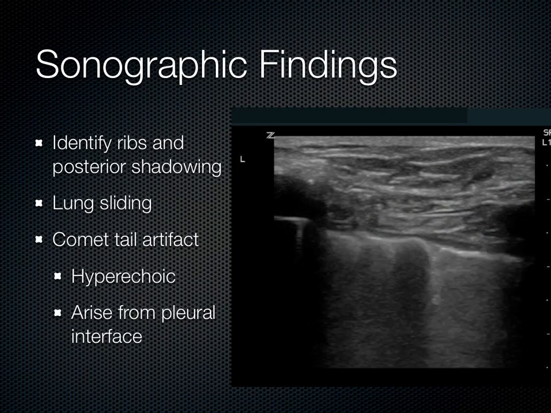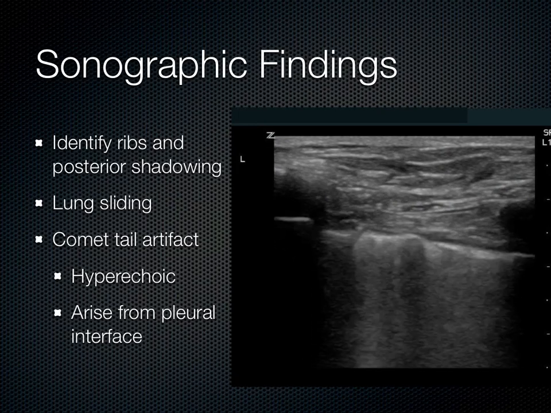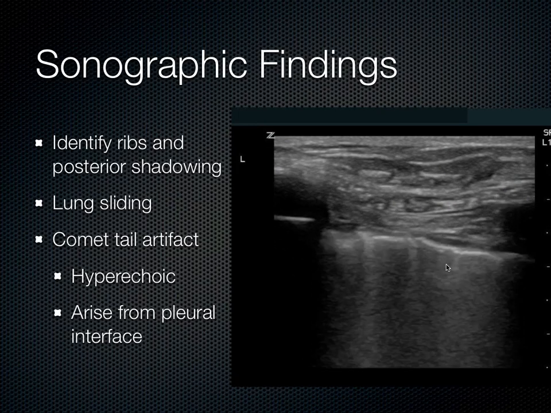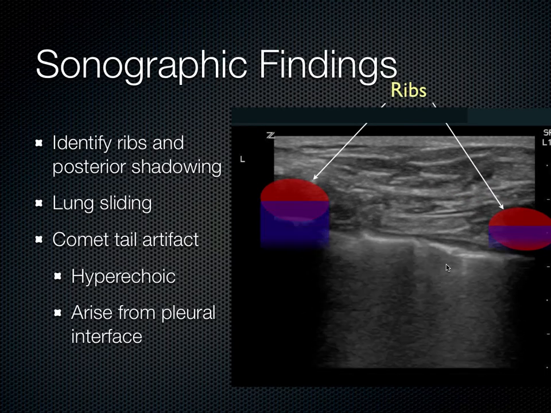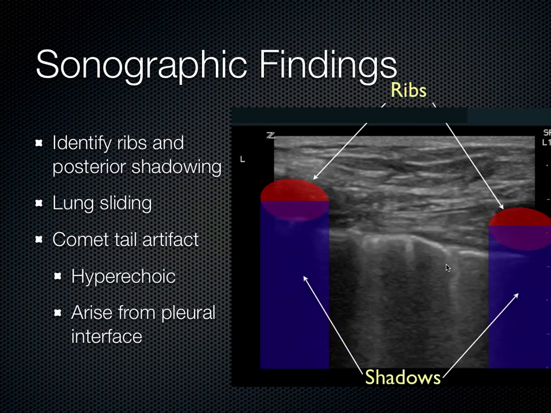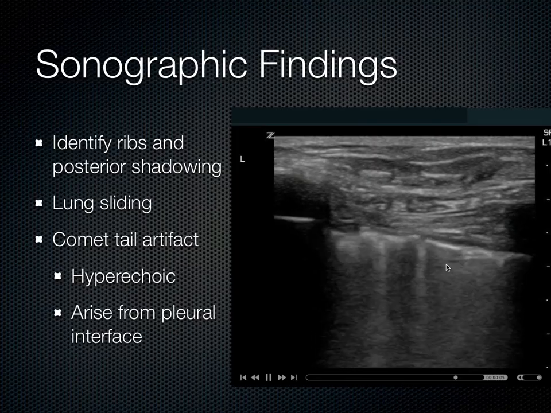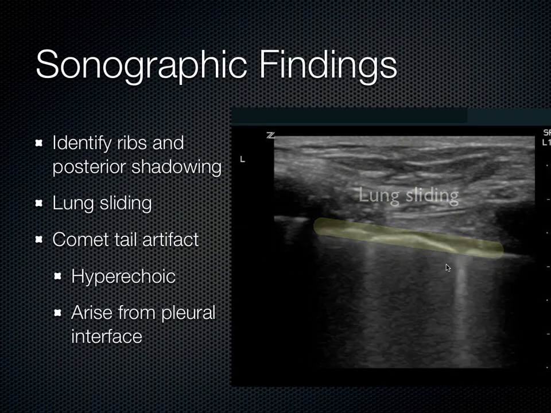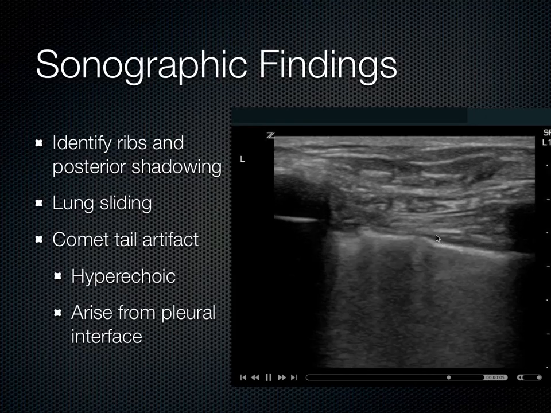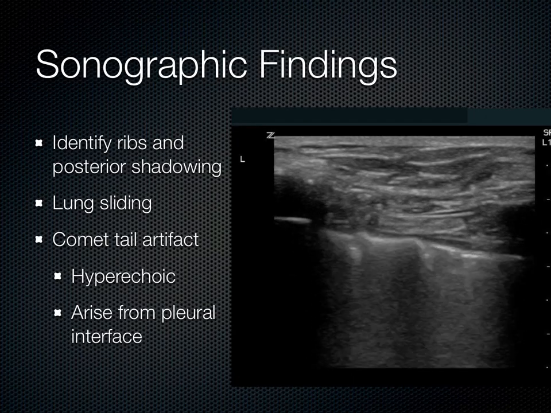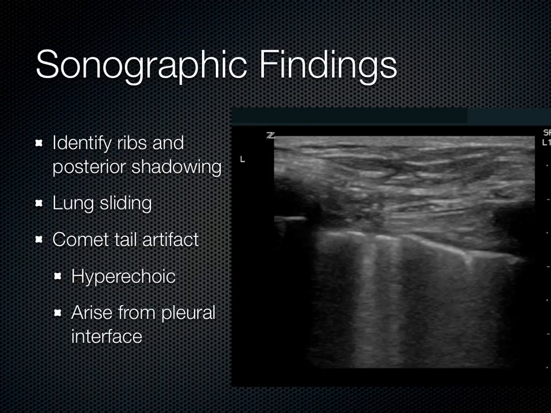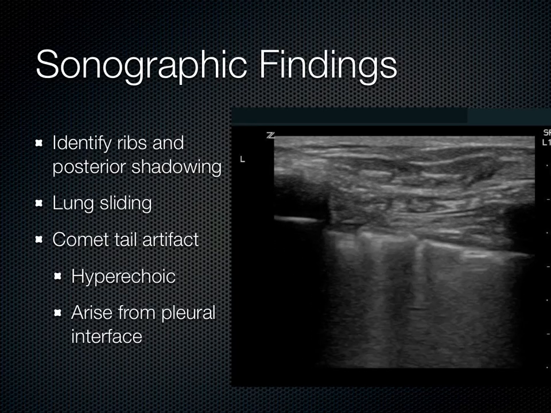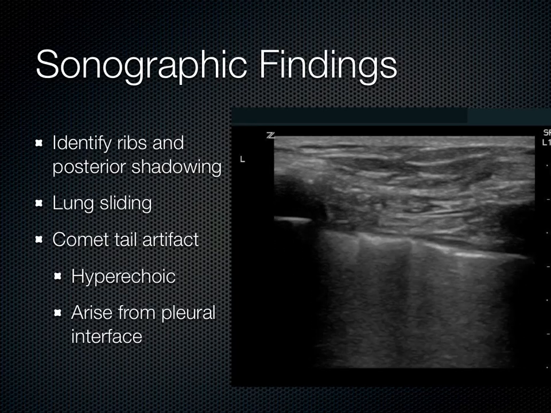Here's an example of a sliding sign. So clearly you have the ribs and the shadow behind the ribs. And what we appreciate in the middle is the lung sliding at the pleural interface right here. You can also appreciate these minor B lines, which are representations of the interlobular septae coming up to the chest wall in a perpendicular fashion.